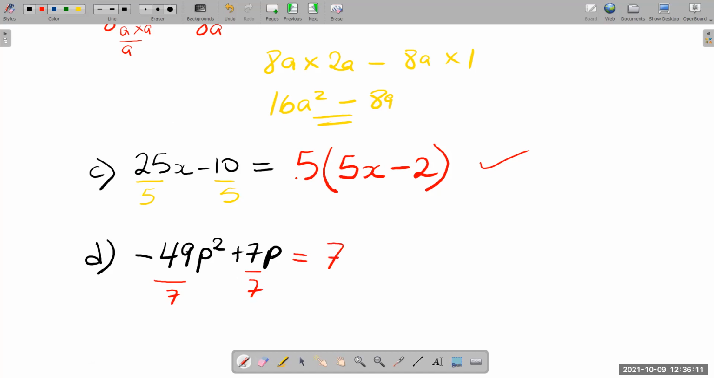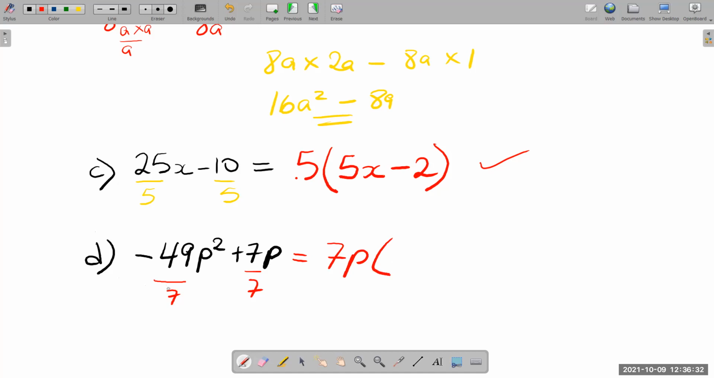So we pull out the 7. Let's look at the variable. How many p's can I get from both sides? This has 2 p's because we know p squared is p times p. And this one just has 1 p. How many p's can I get from both sides? I can only take 1 p from both sides. So I pull out that 1 p. So I put my bracket.